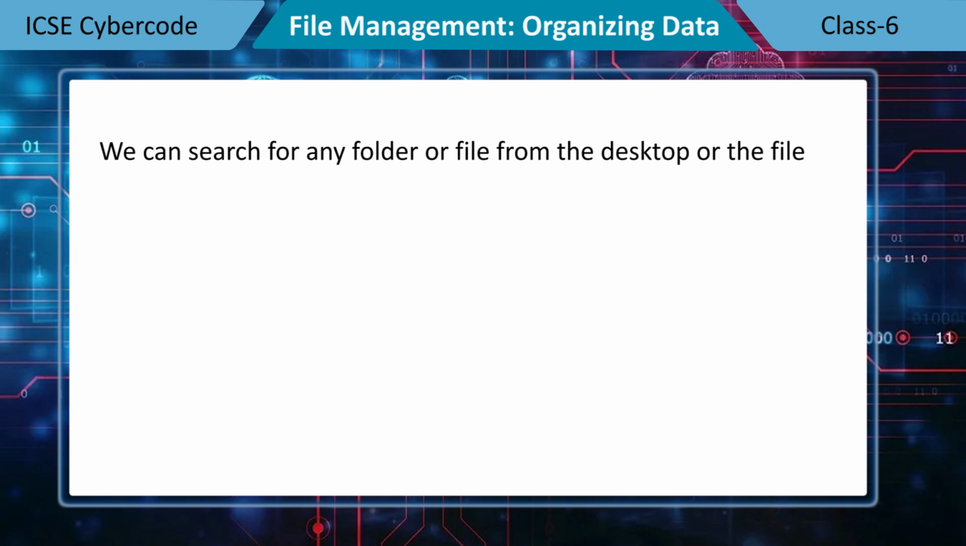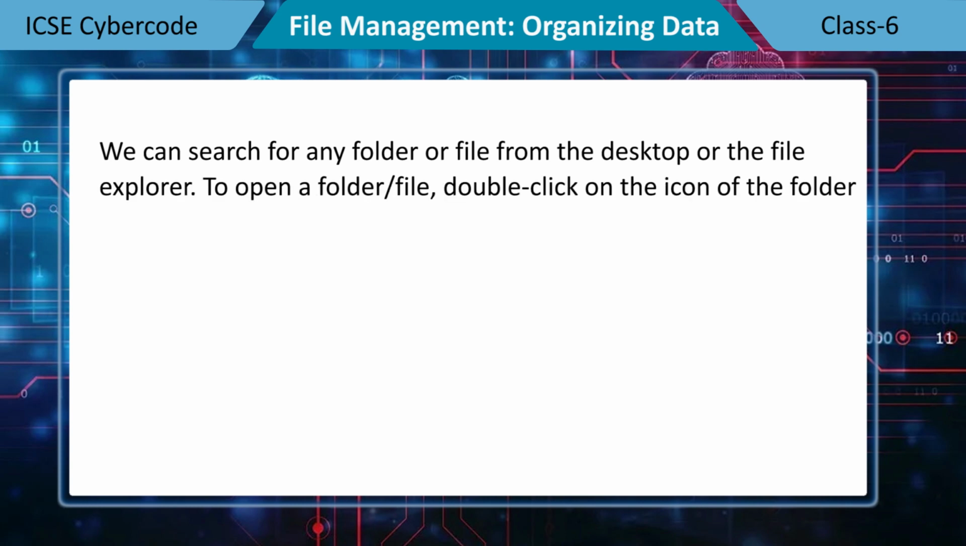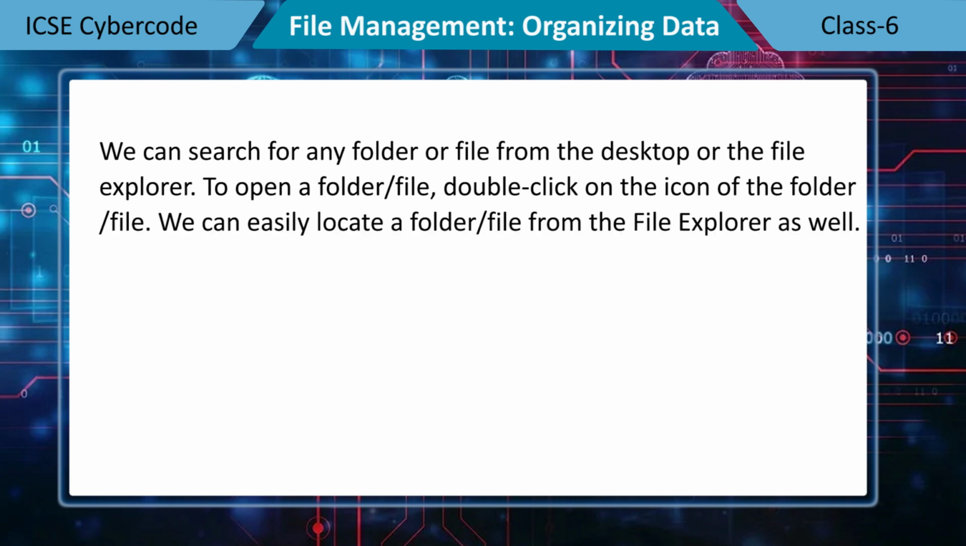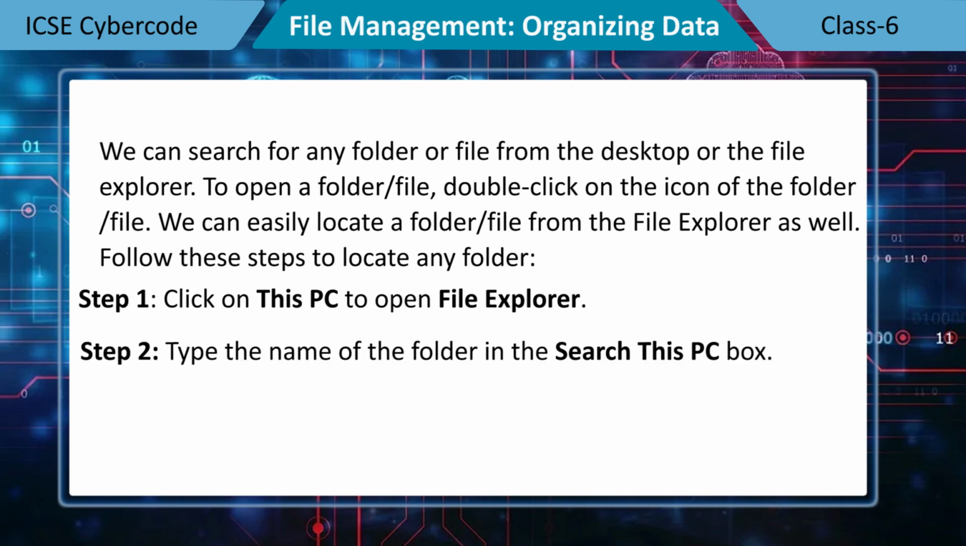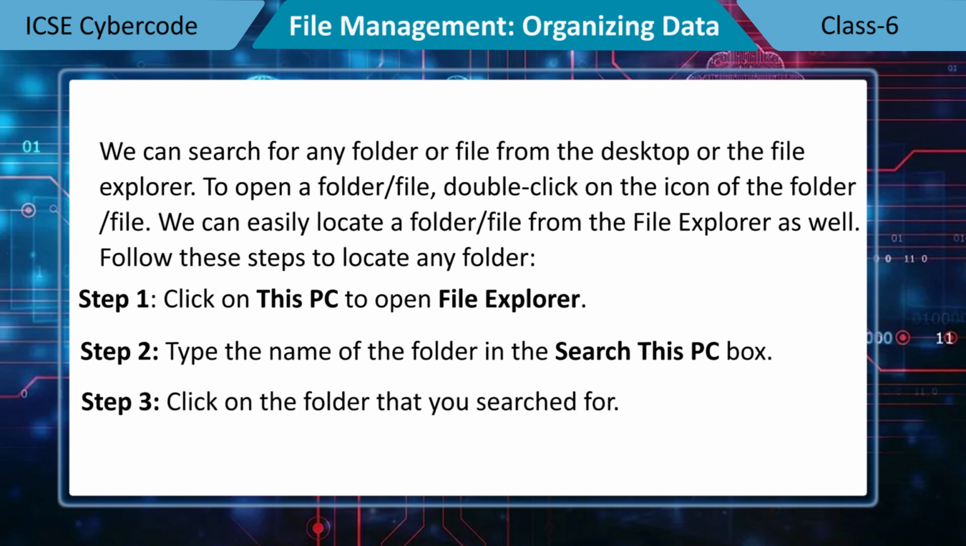Searching for folders and files. We can search for any folder or file from the desktop or the File Explorer. To open a folder or file, double-click on the icon of the folder or file. We can easily locate a folder or file from the File Explorer as well. Follow these steps to locate any folder. Step 1. Click on This PC to open File Explorer. Step 2. Type the name of the folder in the Search This PC box. Step 3. Click on the folder that you searched for.